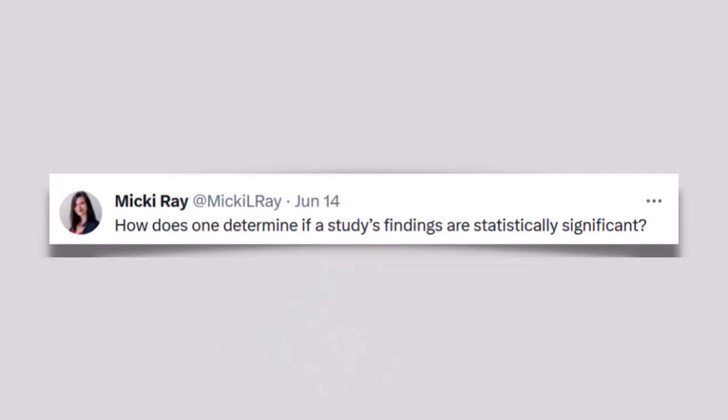Mickey asked over on Twitter, how does one determine if a study's findings are statistically significant? Mickey, I have to say that that's one of the most common questions I'm asked when working with folks on evidence-informed school improvement. So I'm happy to answer it, and let's get into it today.